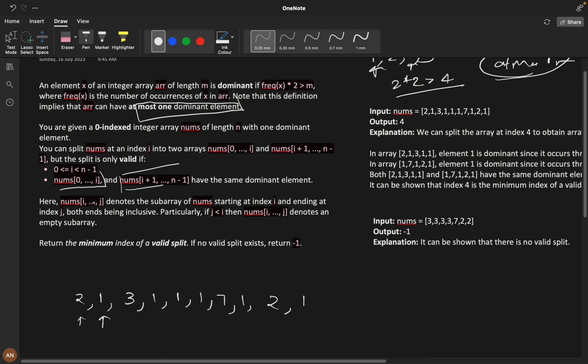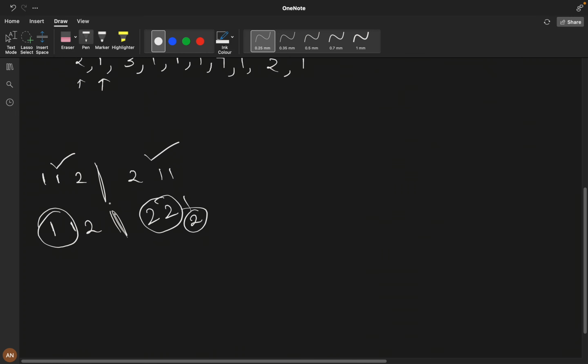It is saying that the two parts should contain the same dominant element, split at index I. We need to return the minimum index of a valid split. So here if you split it, we are getting the valid split, right? It is the same scenario.